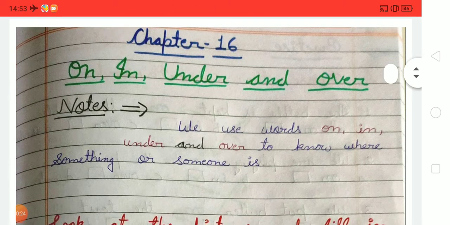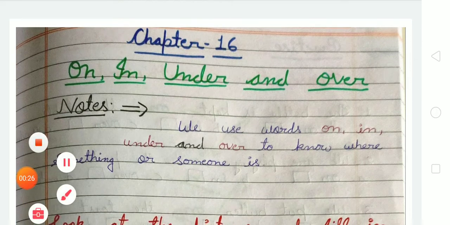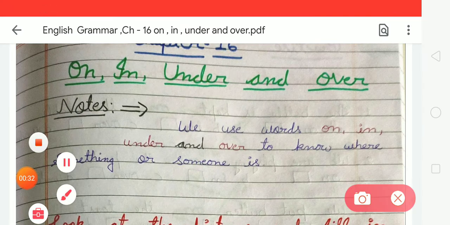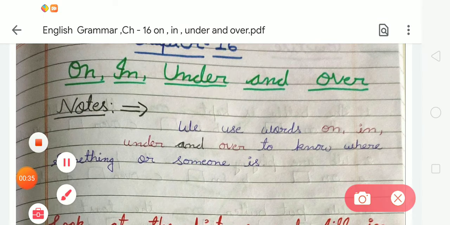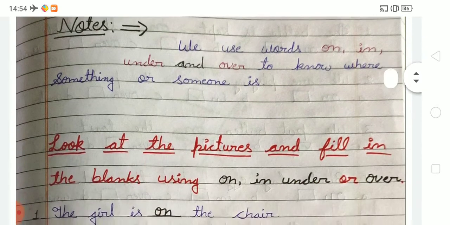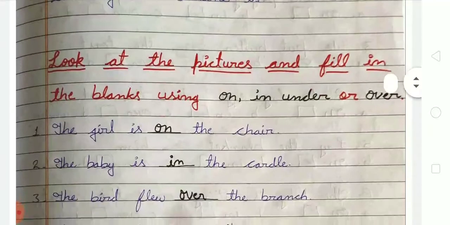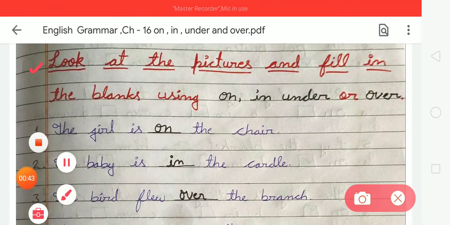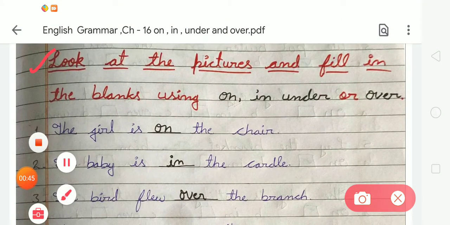In this chapter, we have to learn the uses of on, in, under, and over. We know that we use the words on, in, under, and over to know where something or someone is. Okay, students? So let's do the exercises. First of all, here is the exercise: look at the pictures and fill in the blanks using on, in, under, or over.